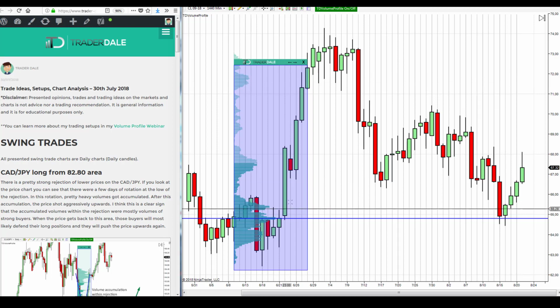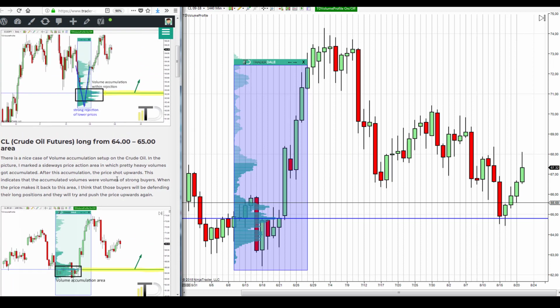Let's start with a trade which was on the crude oil futures. This was a swing trade based on heavy volumes accumulated before the start of strong buying activity. So this was the reaction to those levels. Very nice swing trade, very quick and painless profitable trade. So this was a swing trade on the oil.